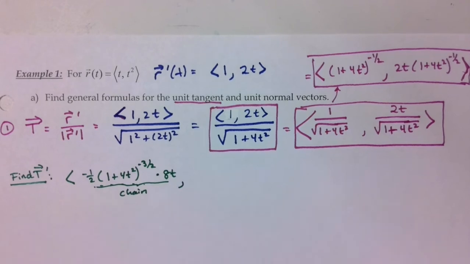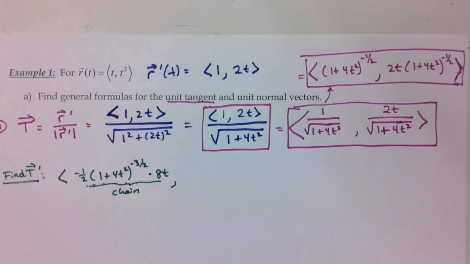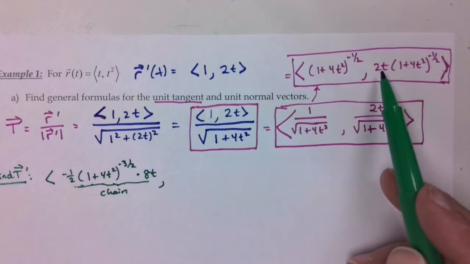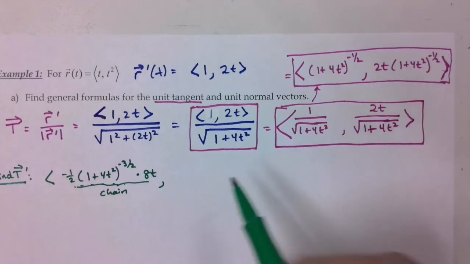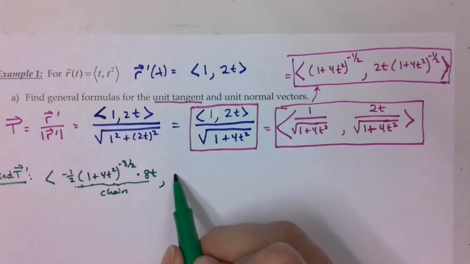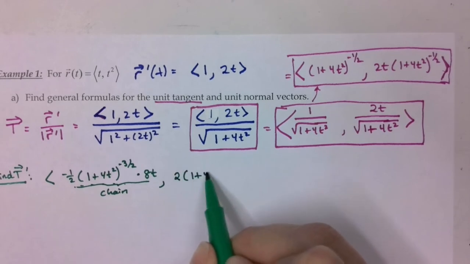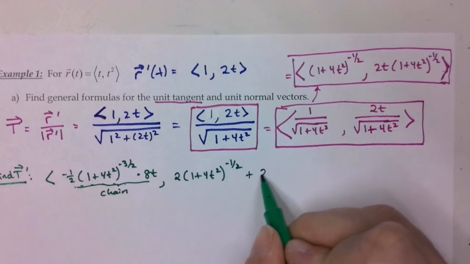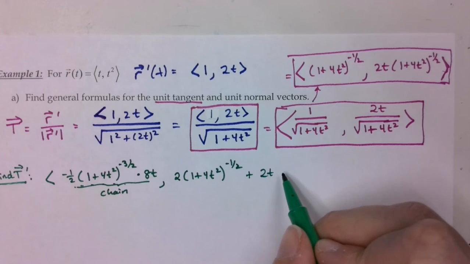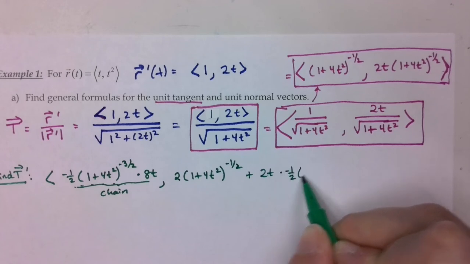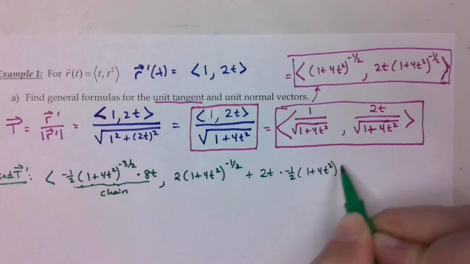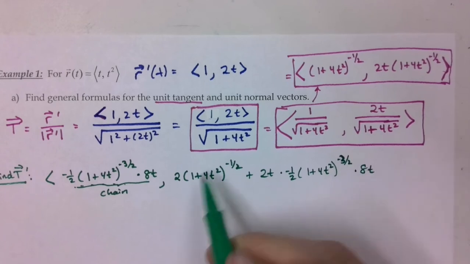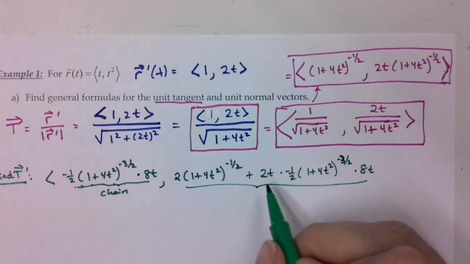All right, well, the left side is easier. The x part is easier. The y part is going to involve product rule. So you have to take 2t times this. So take the derivative of 2t, that's 2. Leave the 1 plus 4t squared to the negative 1/2 like that. Plus, now leave it 2t. Then you multiply by negative 1/2, 1 plus 4t squared to the negative 3/2, then multiply by 8t. So this is using both product and chain.